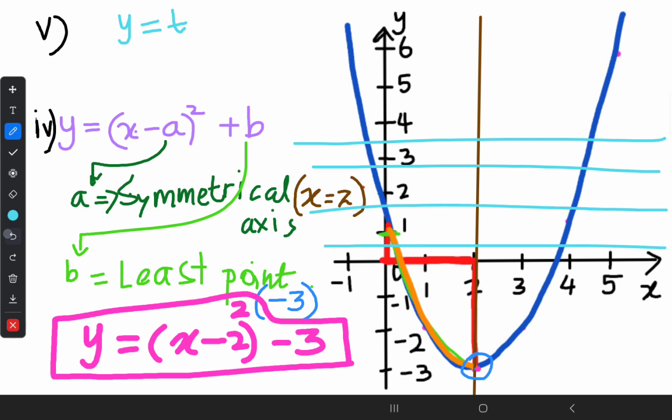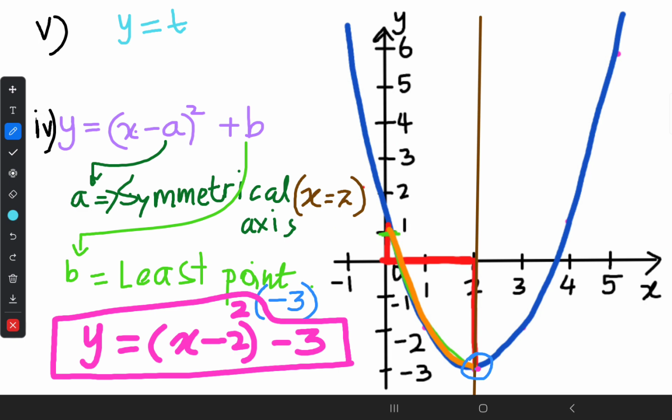Okay, that is indicated by y equals t. Now, for example, y equals 5. When we draw a line at that point, it will intersect our graph at two places. When you find the corresponding x coordinates, both should be positive. That's our condition.